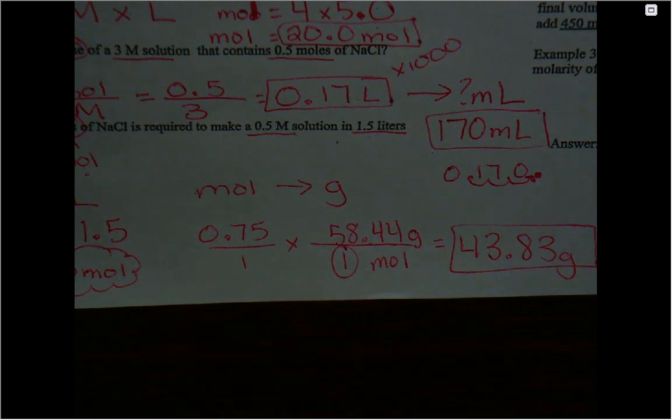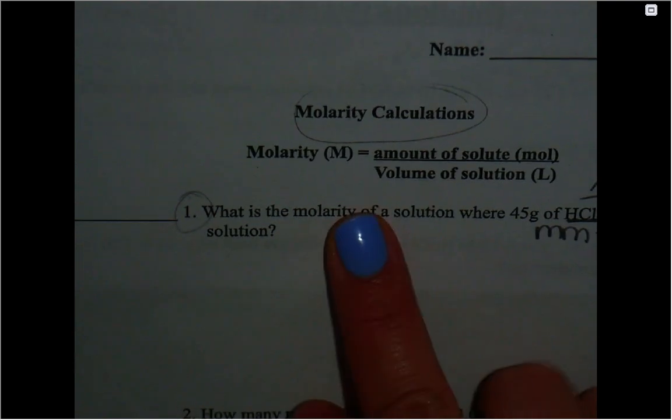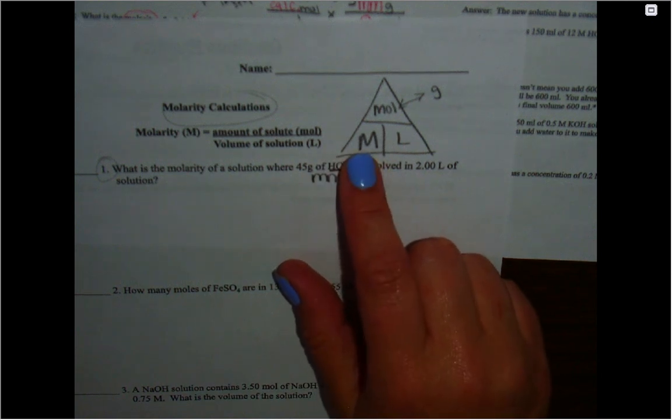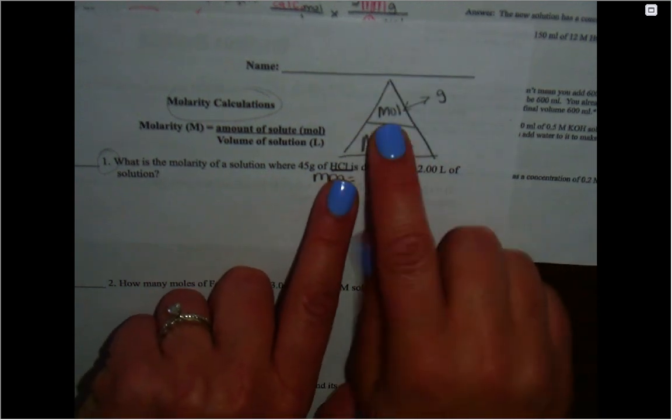So that right there, again, is as hard as it'll get. Do you think you can handle this, at least using the triangle a little bit? Pull out the paper that I handed you. You want to be on the side that says Molarity Calculations. It might be helpful to put the triangle at the top so you don't have to flip back and forth.